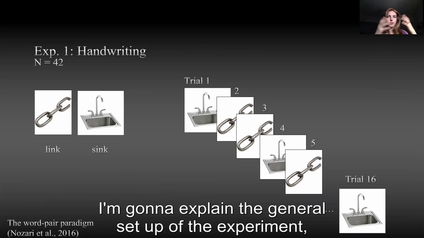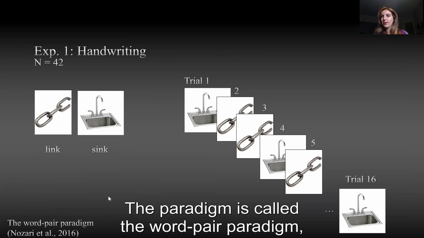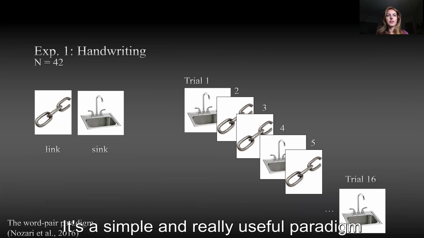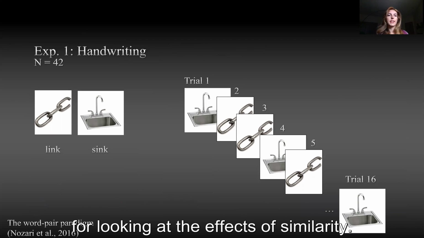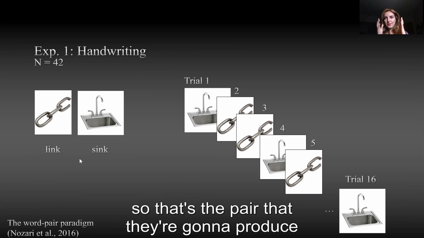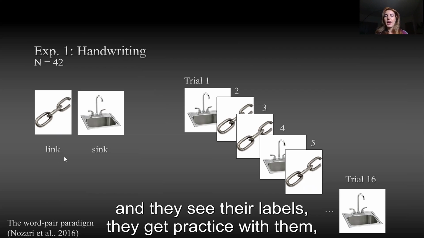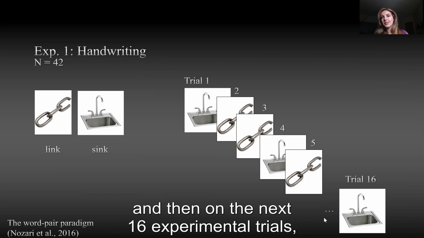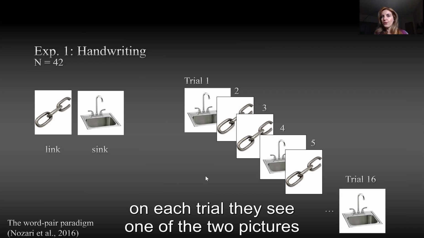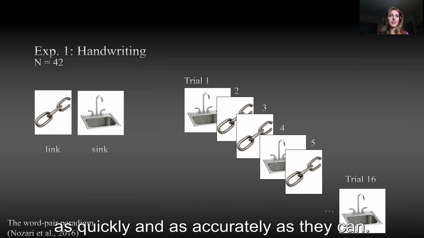I'm going to explain the general setup of the experiment and then go into how we obtain the dependent measures. The paradigm is called the word pair paradigm. We've used this in a couple of papers successfully. It's a simple and really useful paradigm for looking at the effects of similarity. Participants at the beginning of each block see two pictures. So that's the pair that they're going to produce in that block. And they see their labels, they get practice with them. And then on the next 16 experimental trials, on each trial, they see one of the two pictures in randomized order, and they are told to produce the name as quickly and as accurately as they can.